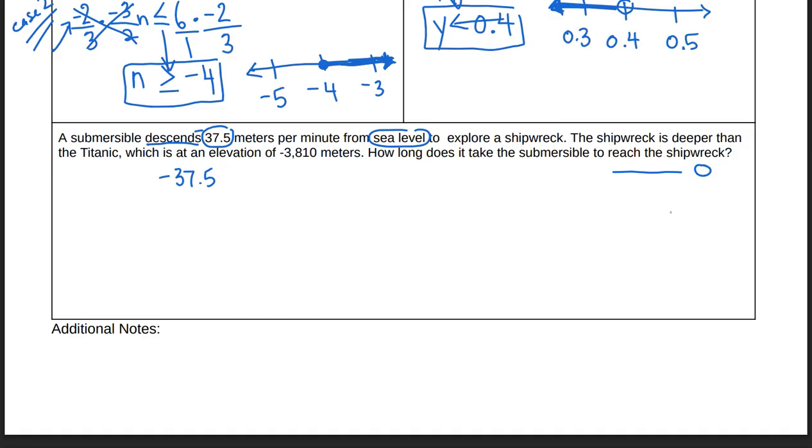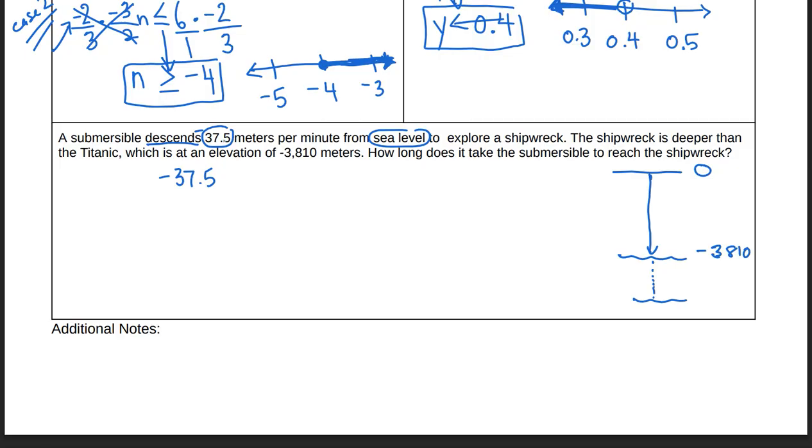Okay, and then it says the shipwreck is deeper than the Titanic, and the Titanic, let's say the Titanic is here, is at negative 3810. So we're coming down, right? We're going down into the ocean, yes? And it's saying that the shipwreck is actually beyond that, okay? And that's where the shipwreck is, okay? So we've already gone down in elevation 3,810, but it's going to go even further, okay? So it asks, how long does it take the submersible to reach the shipwreck?